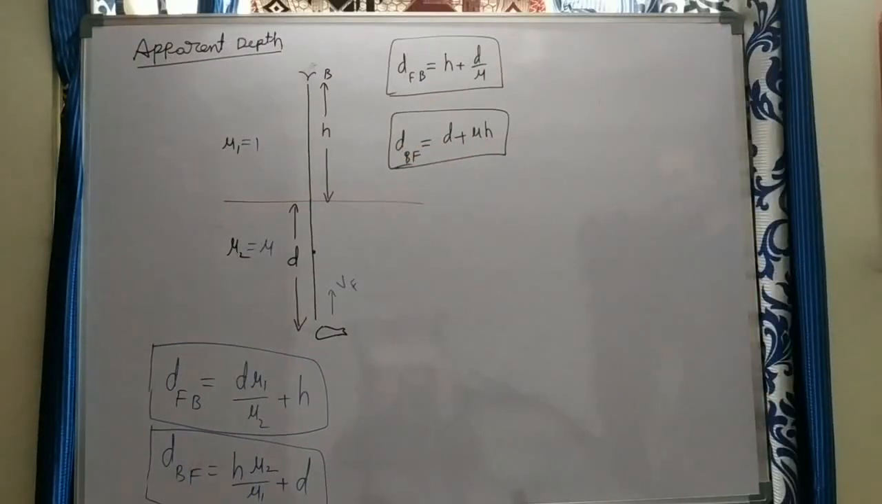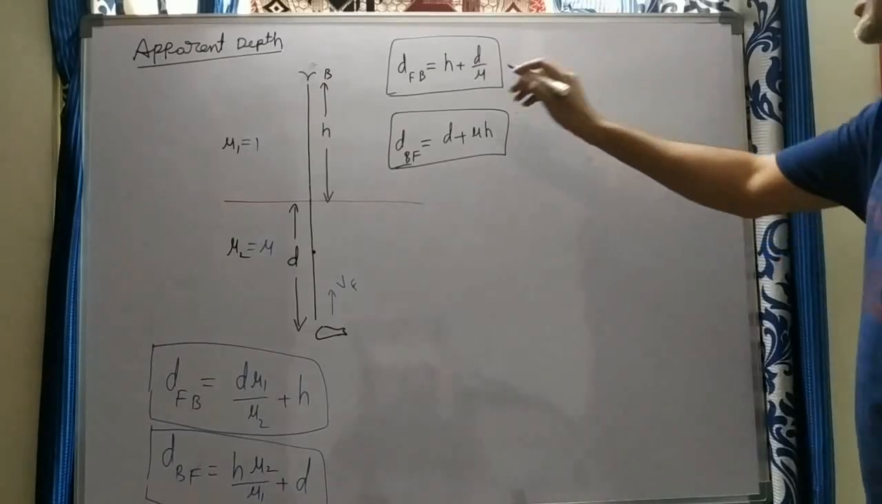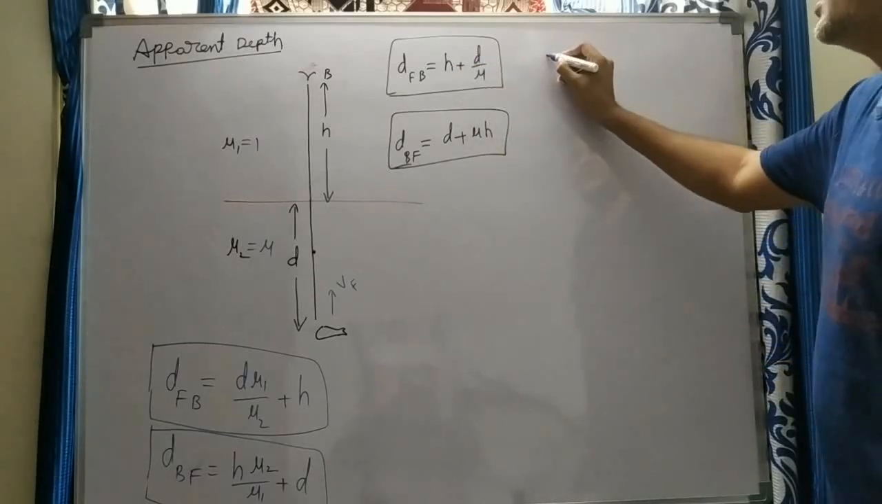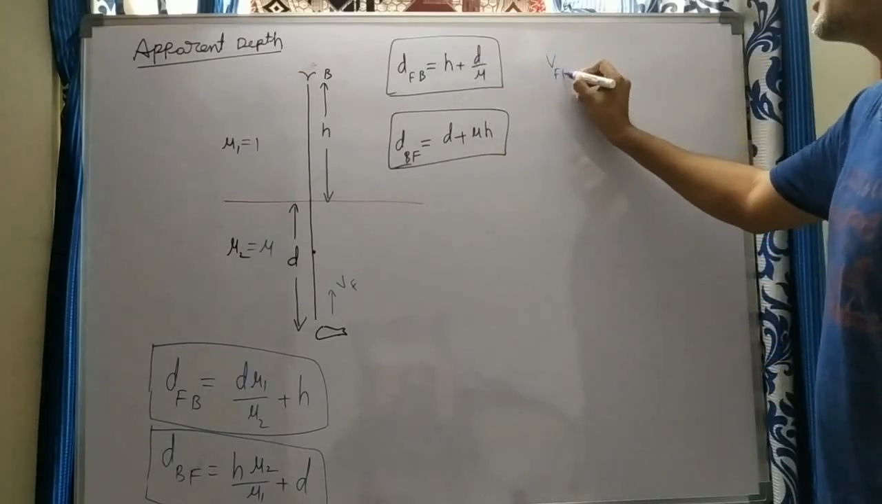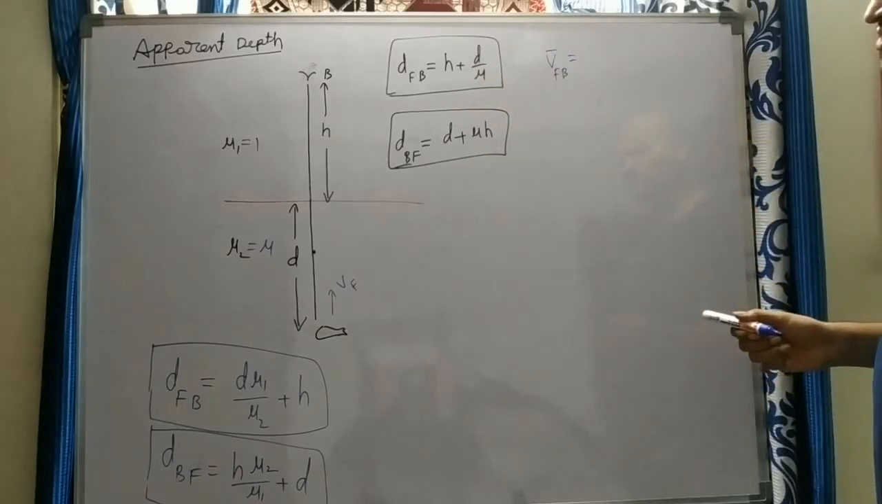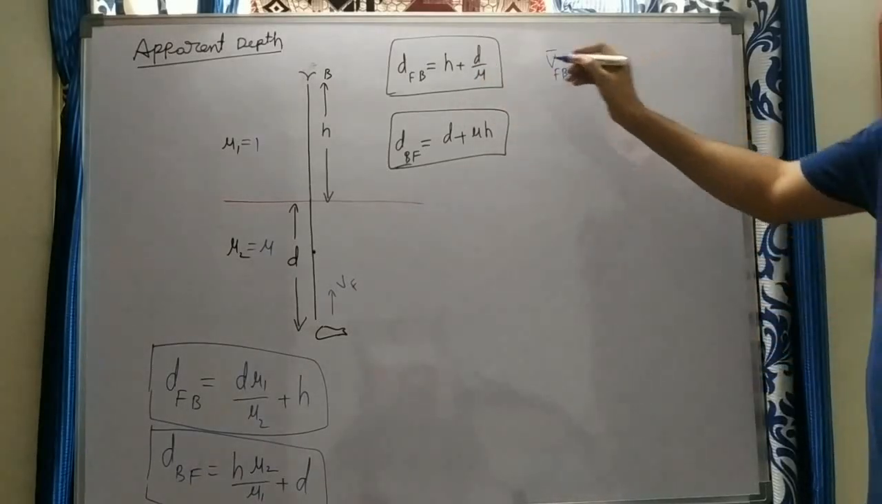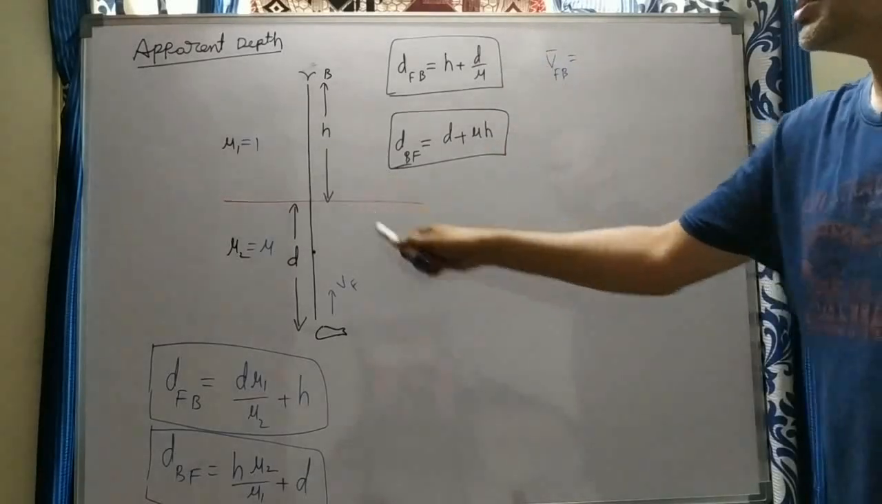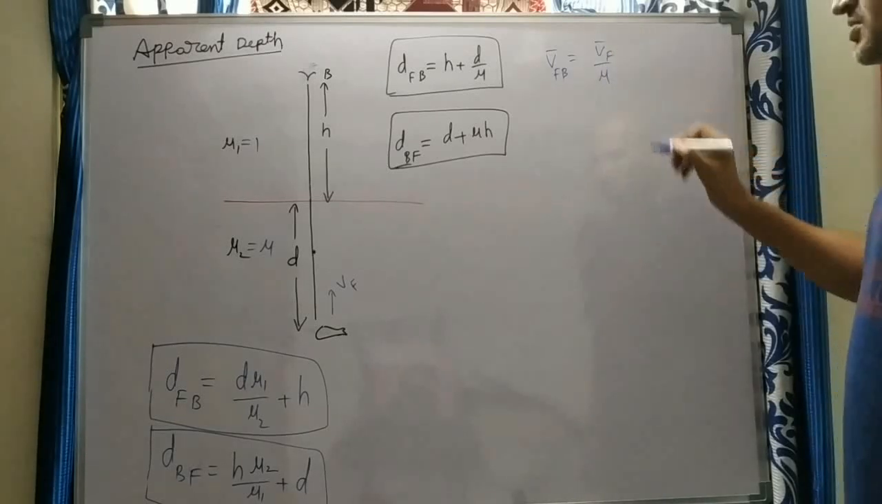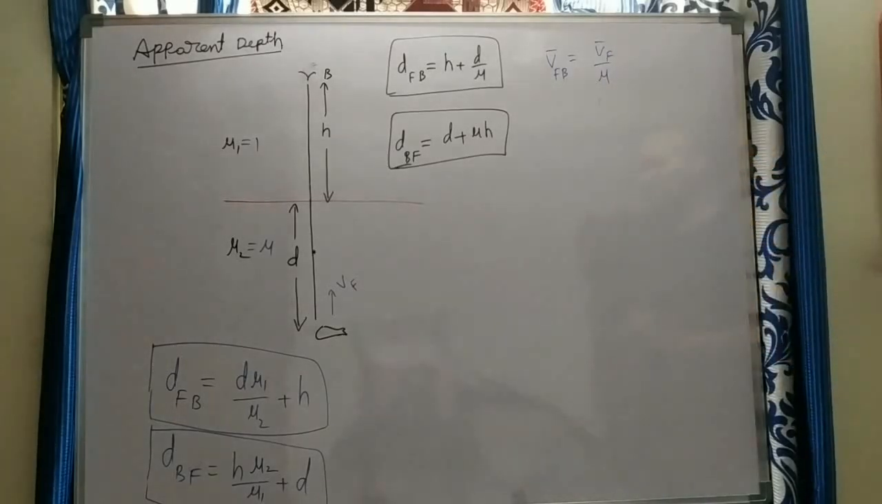Now see, if the bird or fish is moving, what is the relative velocity? Relative velocity of the fish with respect to the bird. Differentiate both sides with respect to time. Then what do we get? The velocity of the fish with respect to the bird equals the differentiation of h, which is constant, so it is 0, plus the differentiation of d, change in d by change in time, which is the velocity of the fish. So we can write the velocity of the fish divided by the refractive index mu.